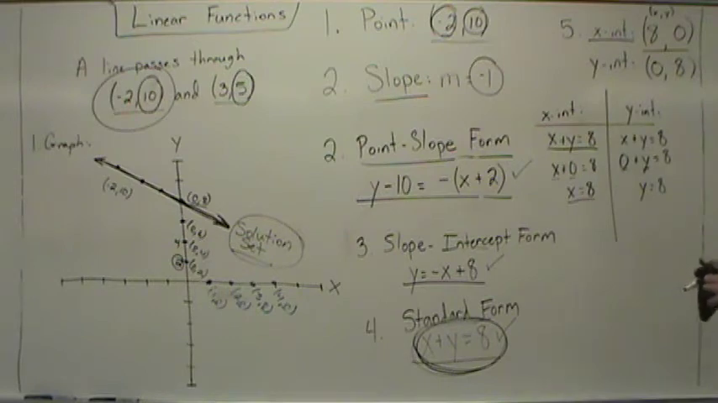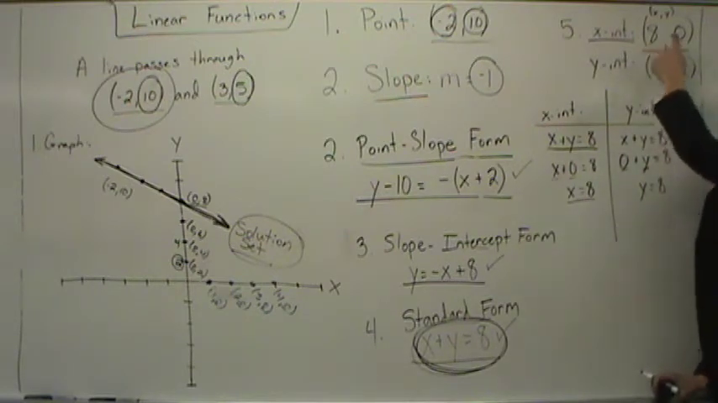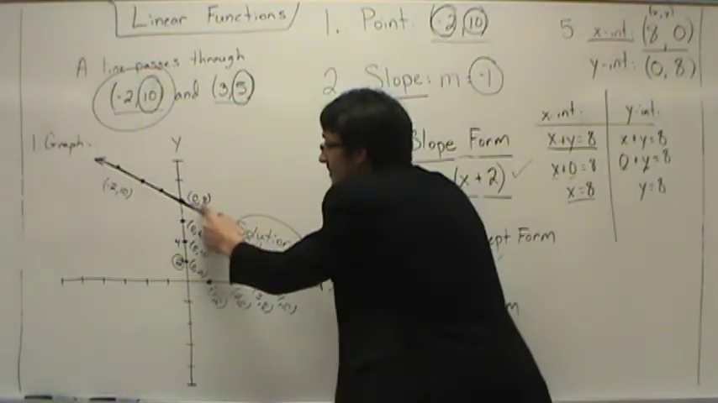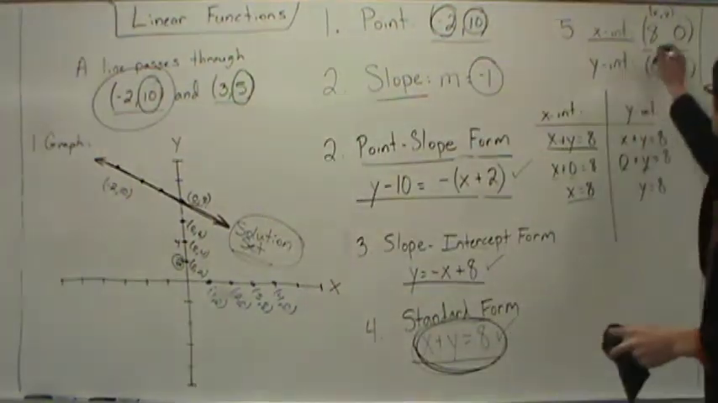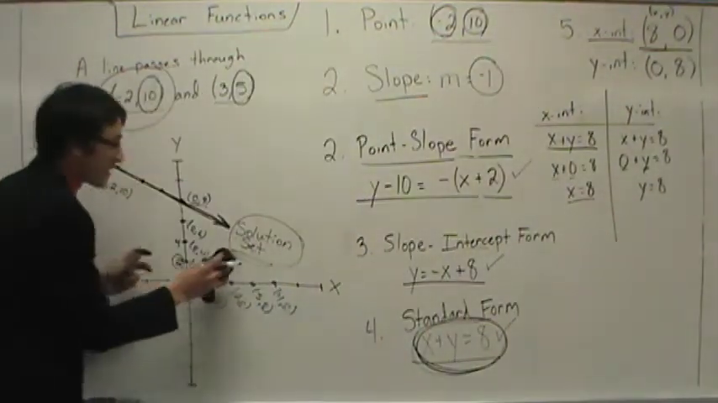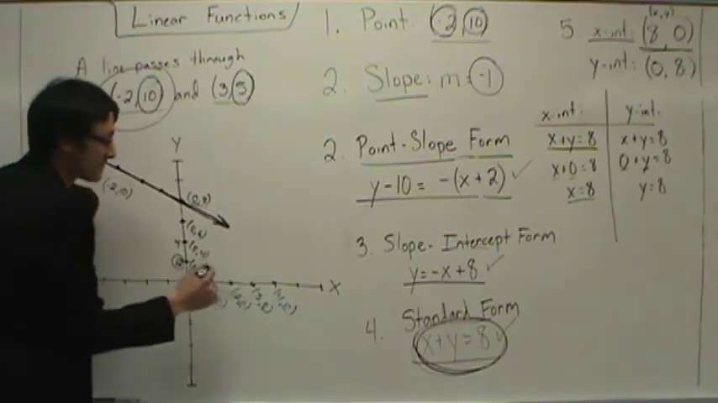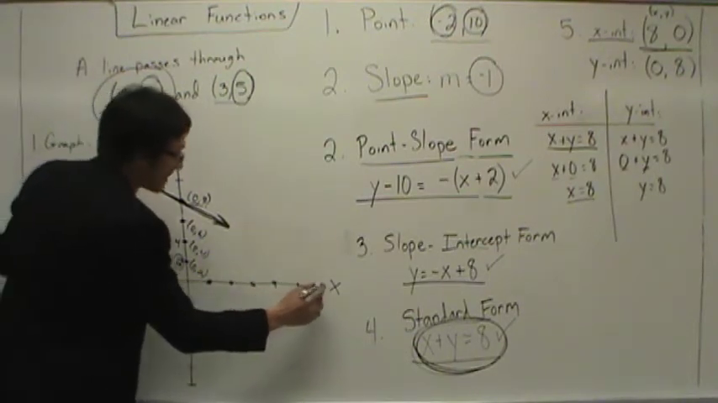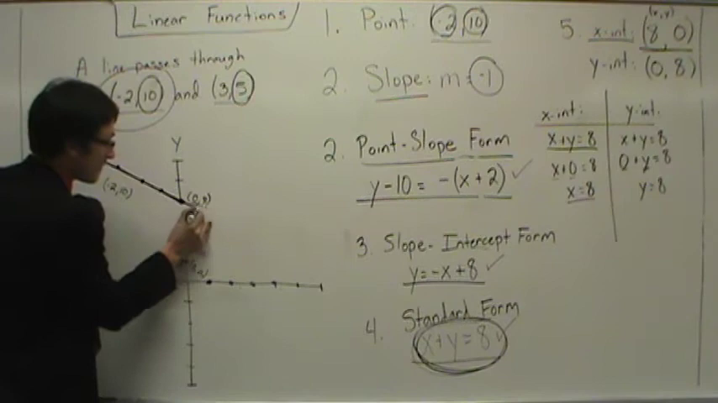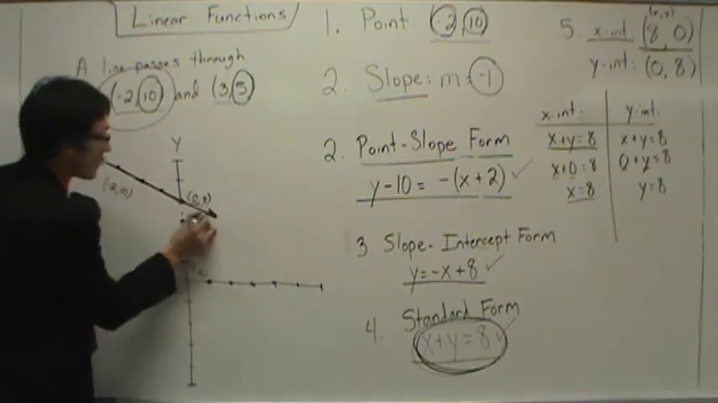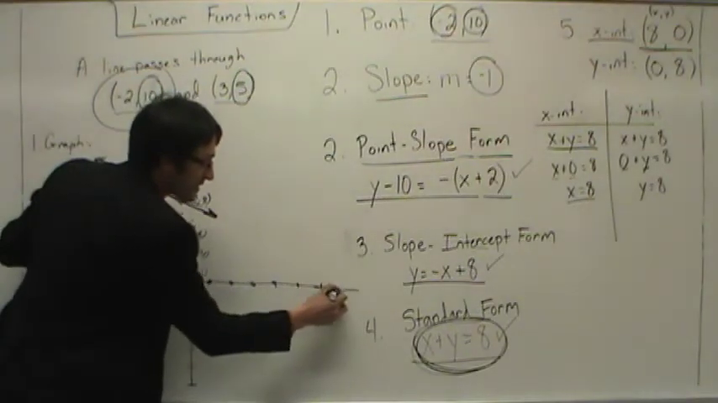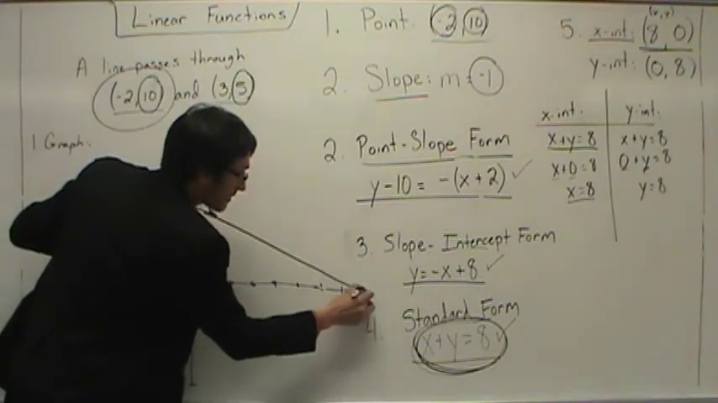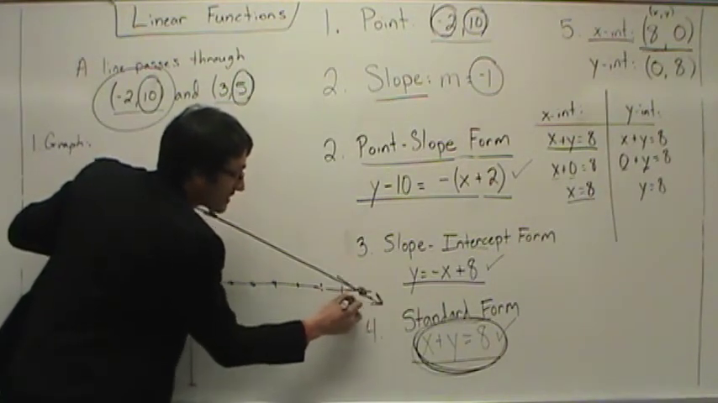Now, the last thing that you need to do is check and see, do the x-intercept and the y-intercept match the graph? If you remember from over here, we already matched up the y-intercept. The x-intercept, (8, 0), is here. I'm going to erase the solution set for a moment. Okay, the x-intercept (8, 0): 1, 2, 3, 4, 5, 6, 7, 8. My line's a little crooked, but anyway, the line should cross where? The line should cross at (8, 0).